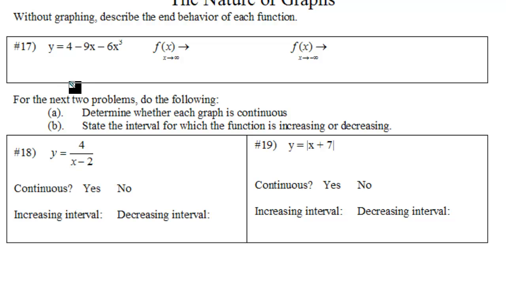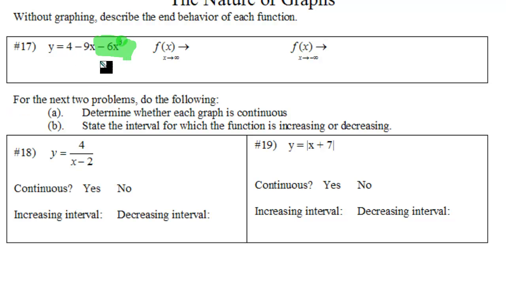17. Without graphing, describe the end behavior of each function. To do so, you only need to look at the leading term. The leading term is not the first term, but it's the term that has the biggest exponent. Cubed is the biggest exponent. Therefore, the leading term is negative 6x cubed.